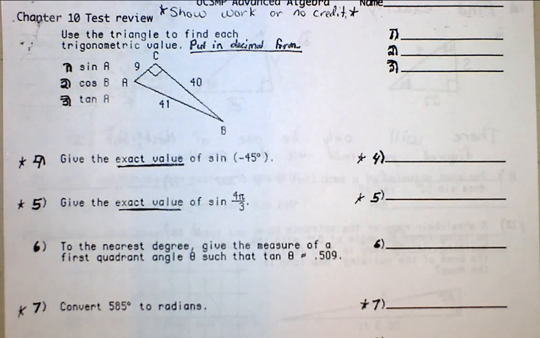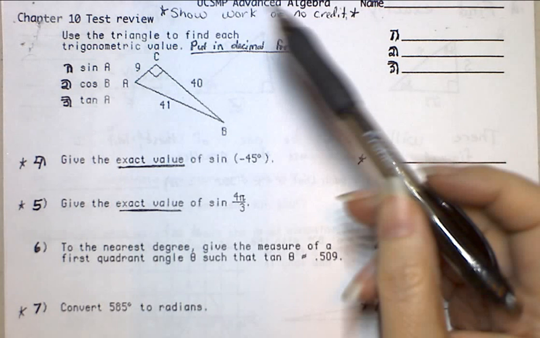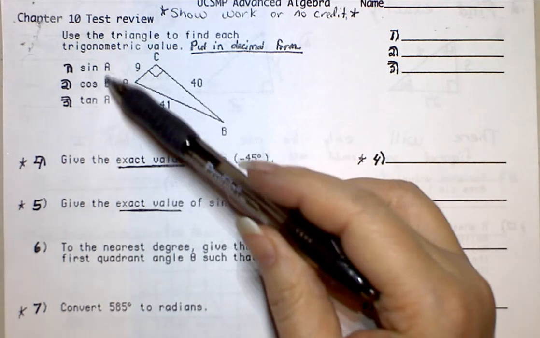Chapter 7, Test Review. In 1, 2, and 3, they want you to find the sine, cosine, and tangent of these angles.